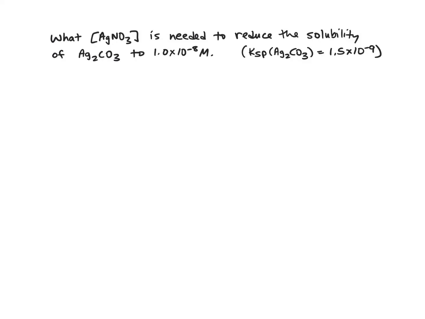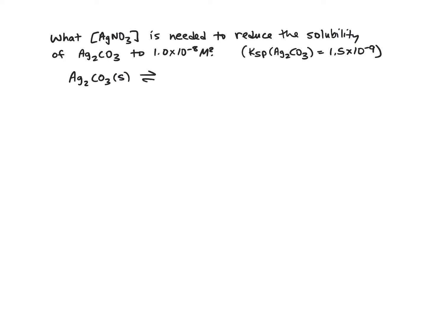Okay, so welcome to a short video to take a look at how to solve the problem: what concentration of silver nitrate is needed to reduce the solubility of silver carbonate to 1.0 times 10 to the minus 8th molar. And we're given the KSP of silver carbonate of 1.5 times 10 to the minus 9th. Well, we're dealing with solubility and KSP, so we can write out the solubility product expression.